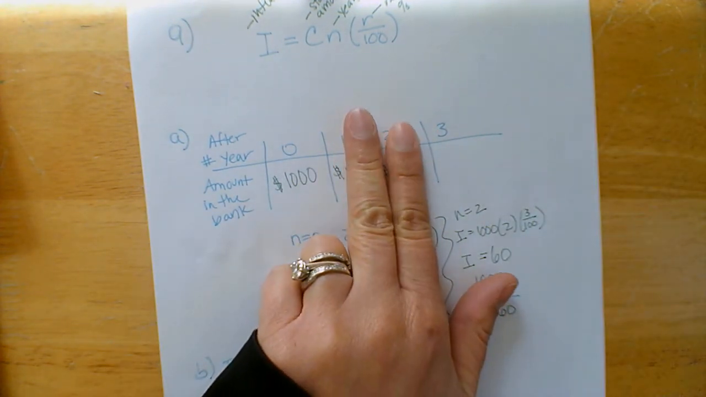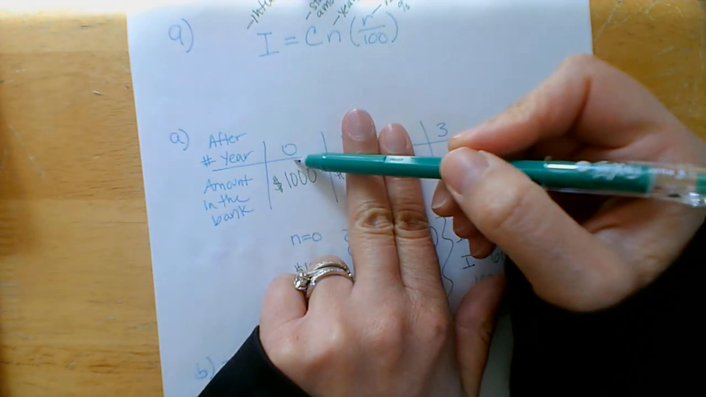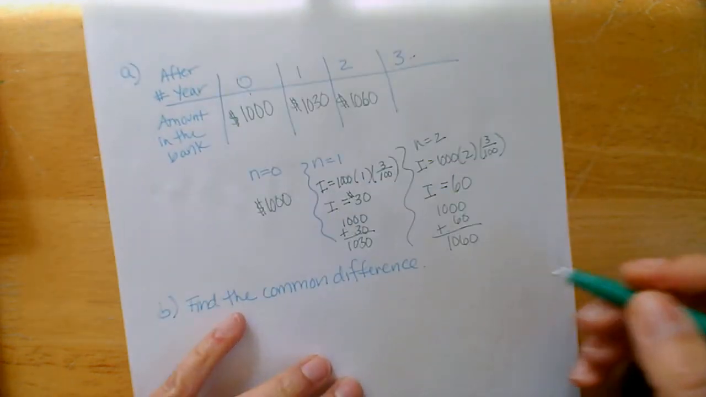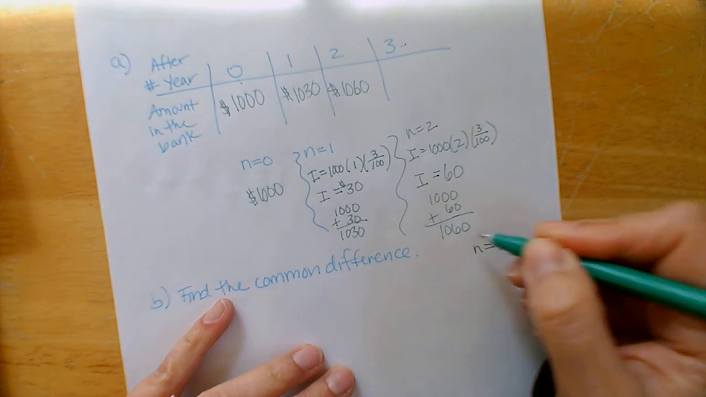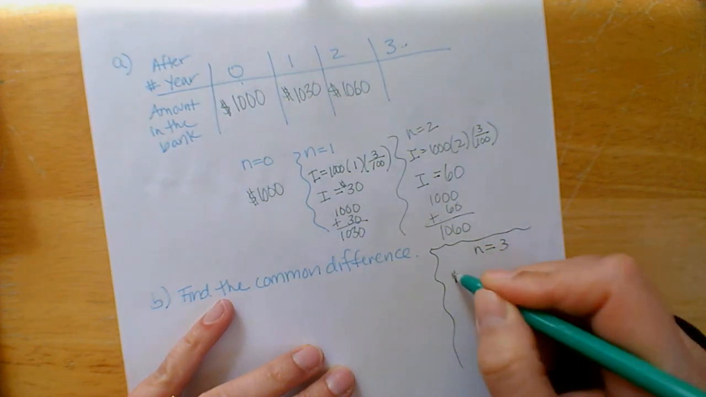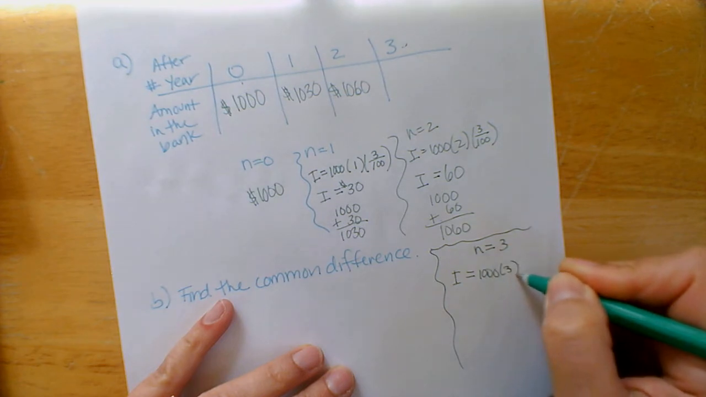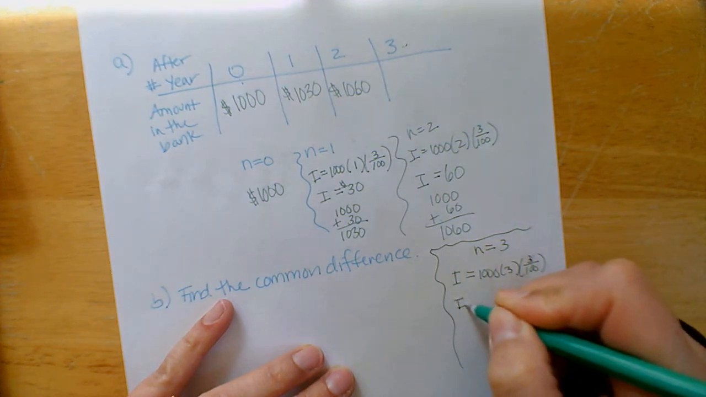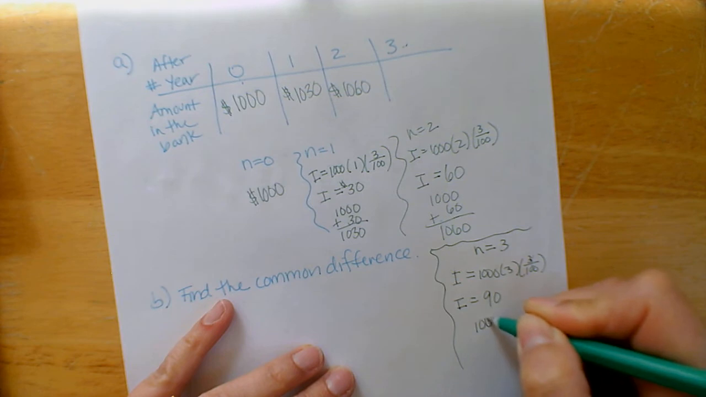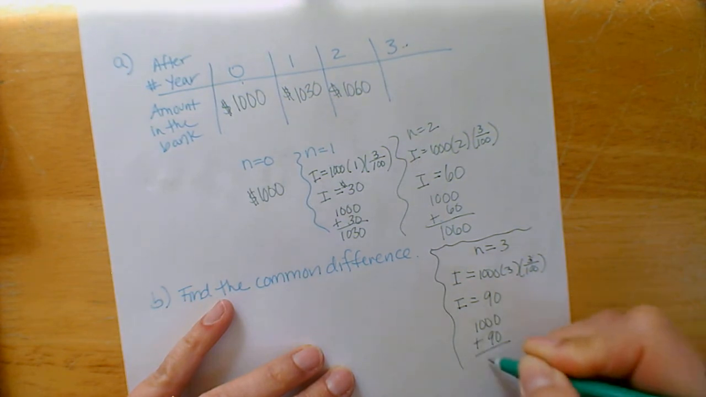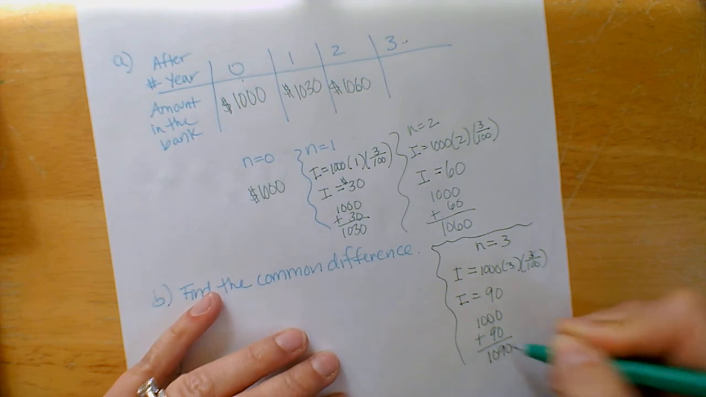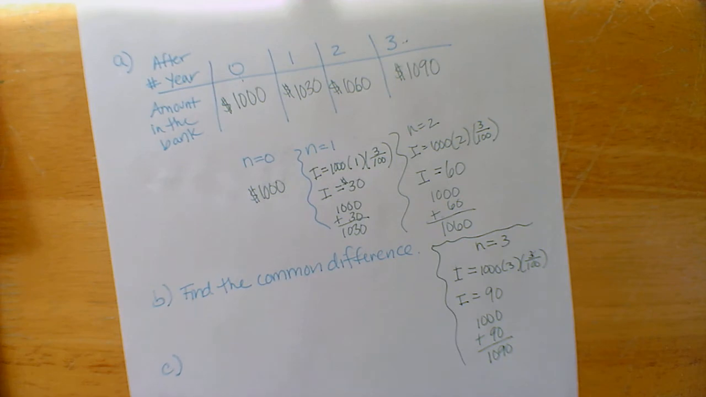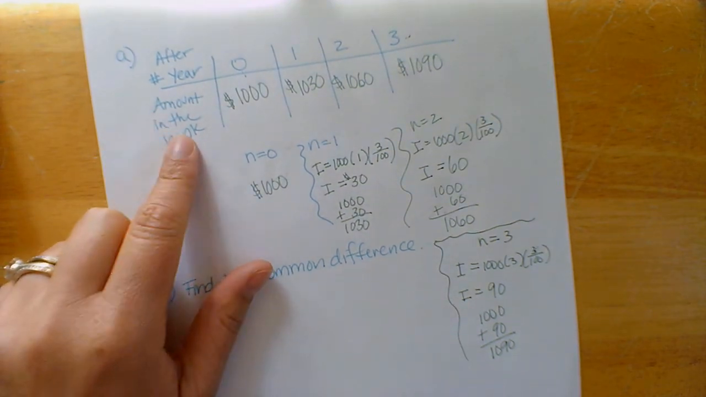All right. Well, how about after 3? If he just put it in the bank and left it in there, after 3 years, how much would it have? So let's do that one. I'm going to do it down here. N equals 3, little box. So I equals 1,000 times 3 times 3 over 100, because remember, that's the interest rate and that's the years. So I is going to be equal to 90. Remember, that's not how much he has in the bank. That's how much interest he accrued, which means he accumulated. So we actually have 1,090.